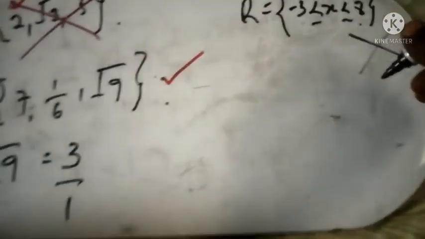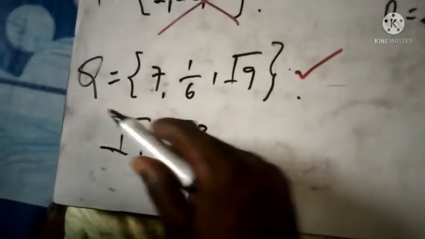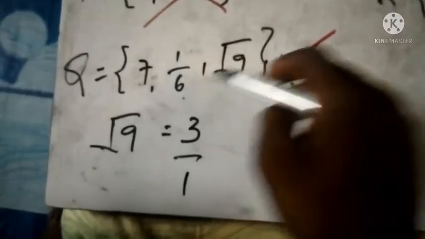So the only rational set that we have is the set of q, that's the 7, 1 over 6, as well as root of 9. So the answer here is q.